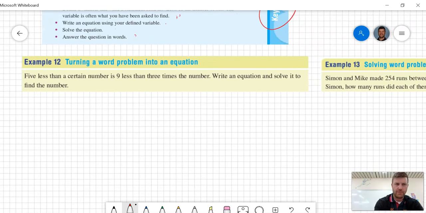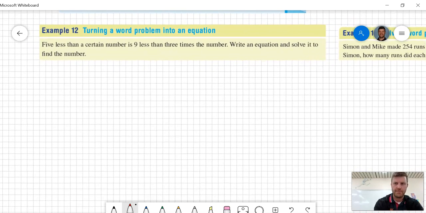Let's actually look at example 12 and we'll go through those steps. First we're going to read it and work out what they're asking us to find. So the question says 5 less than a certain number is 9 less than 3 times the number. That's tricky already. So write an equation and solve it to find the number. Okay, so they're asking us to find a number. So let's just call that number x.